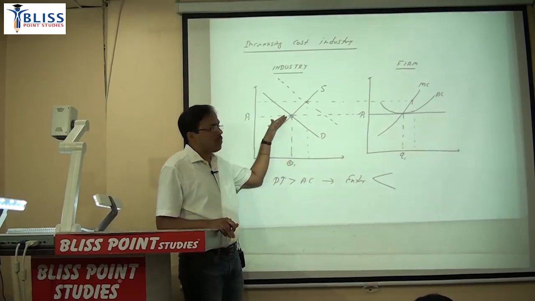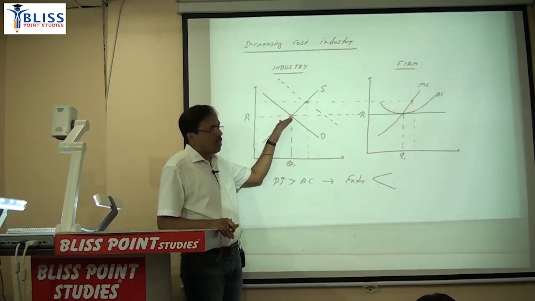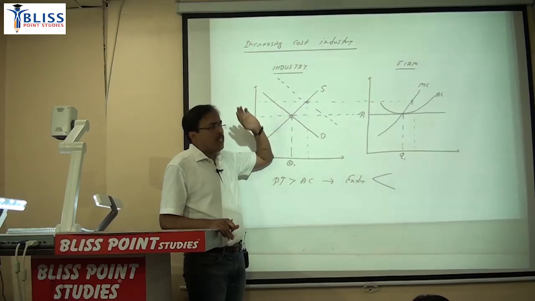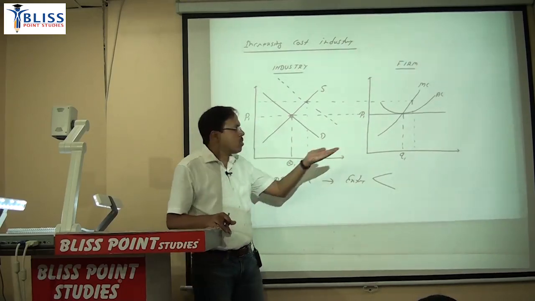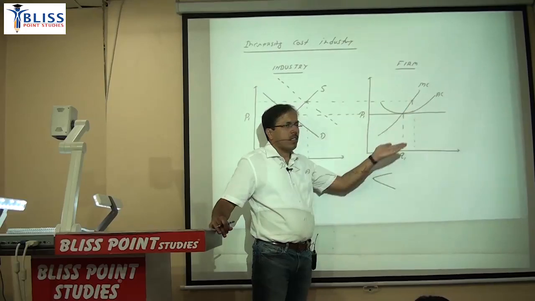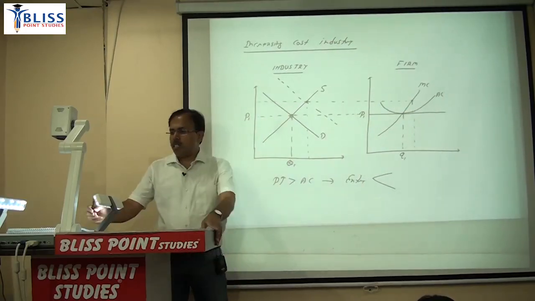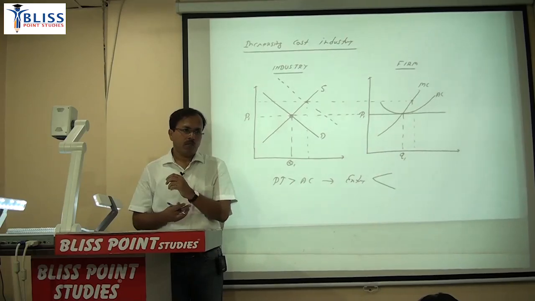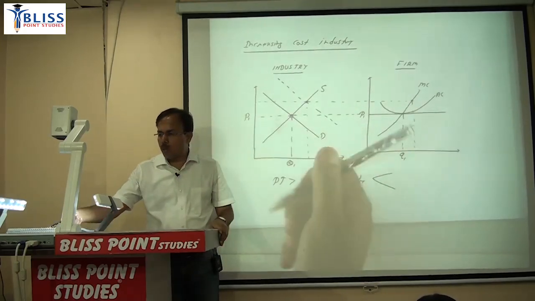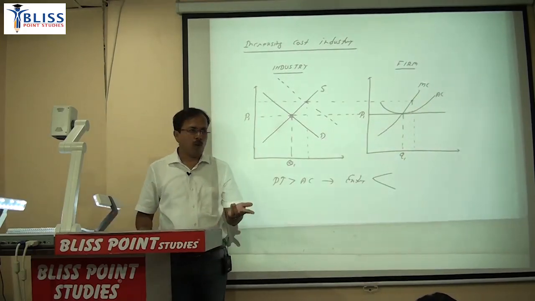Due to entry, which curve will shift? Supply curve. Plus, we are considering an increasing cost industry, so cost will also increase, so this average cost curve will also shift up. तो क्या इस केस में प्राइस ओरिजिनल लेवल पे रिटर्न बैक होके वापस आएगा? अगर आप ओरिजिनल लेवल पे लाते हो तो ये कॉस्ट ऊपर शिफ्ट हो जाएगा, then there will be loss.